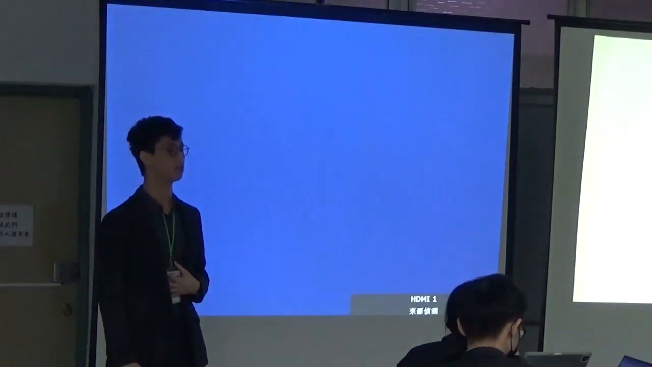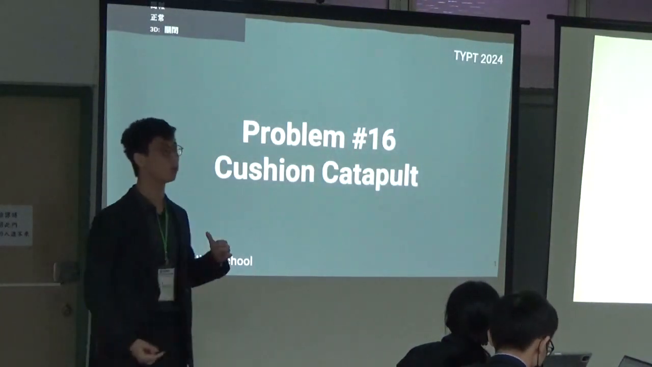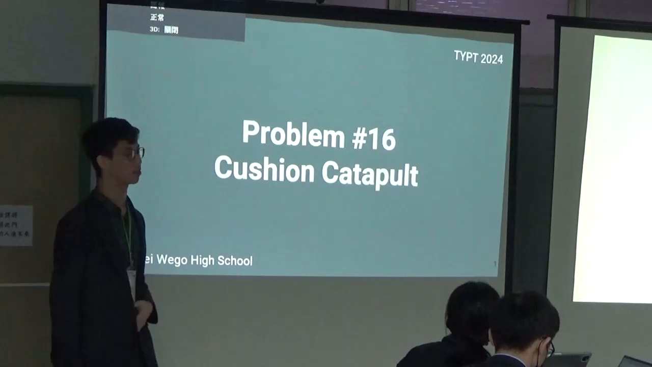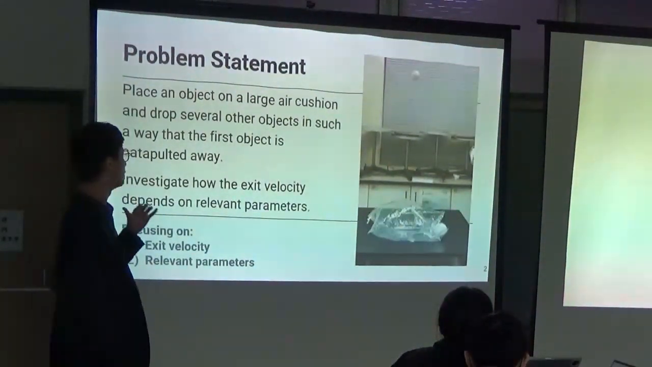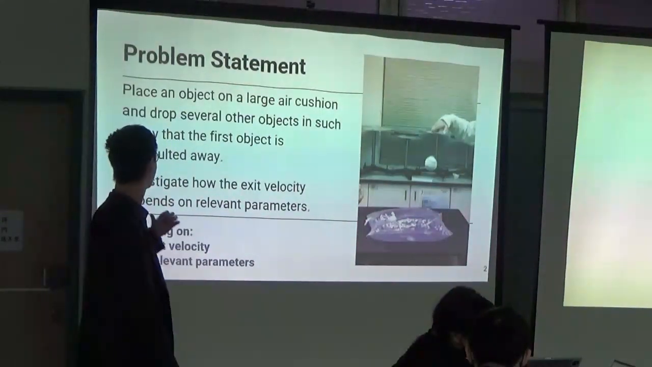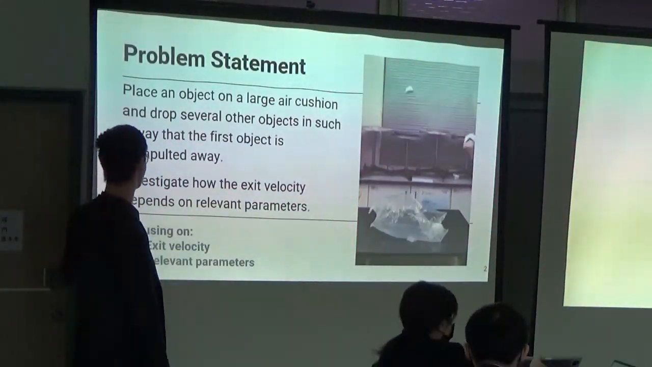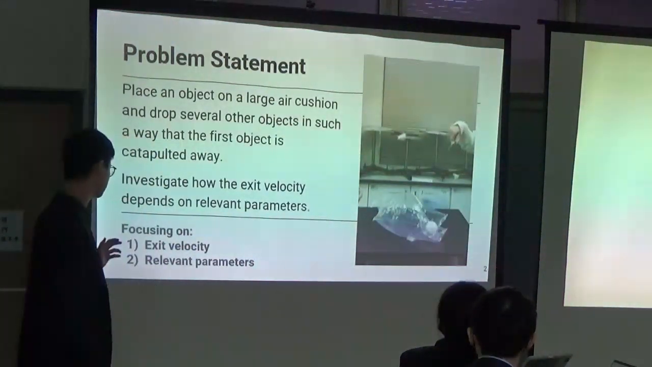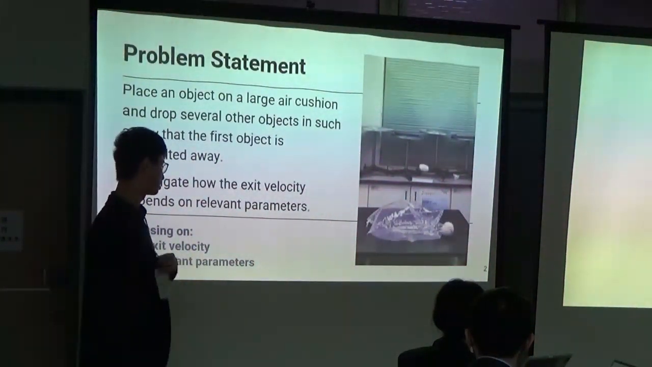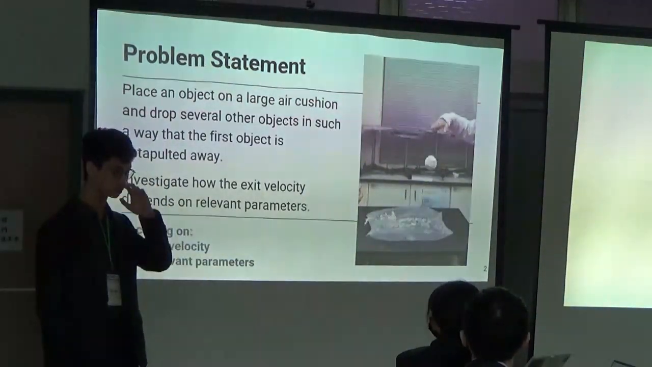Honorable judges and worthy opponent. This is Team Me1 reporting problem 16, cushion catapult. The problem statement is basically about placing an object on a large air cushion and dropping several other objects in such a way that the first object is catapulted away. So we'll be focusing on the x velocity and other parameters by doing quantitative analysis.